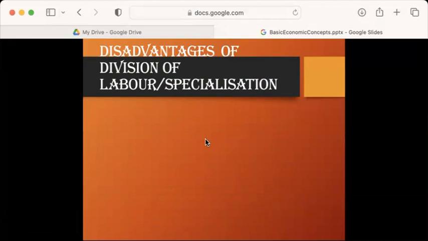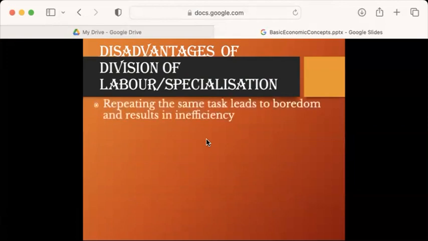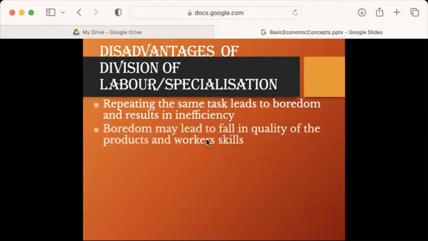So as division of labor and specialization as well. One of the main disadvantages is boredom, because from morning till evening, on a daily basis, when you are repeating the same task, there will be a point when the workers become just bored, and when they become bored, they also become inefficient because they will not show interest in what they are doing. Next, this boredom can sometimes lead to even a fall in quality and a fall in workers' own skills.